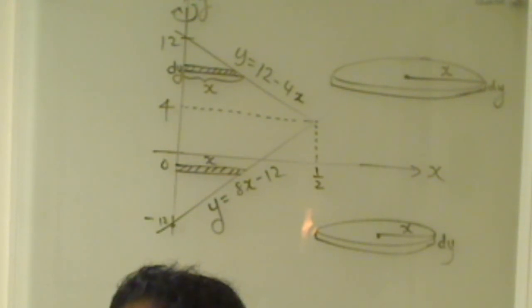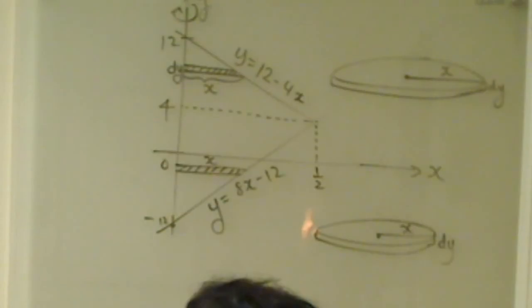disks. I pick a line with the thickness of dy and then sweep it across the space about the y-axis. Once you do that, what we get on the right hand side is two disks, one for when y is between minus 12 and 4, and the other for when y is between 4 and 12. So let's do this part by part.